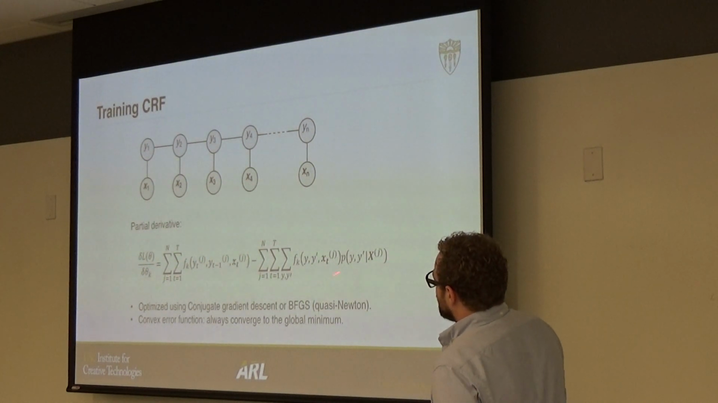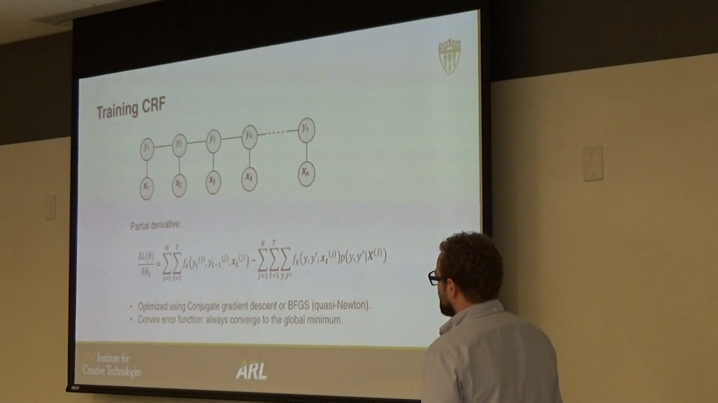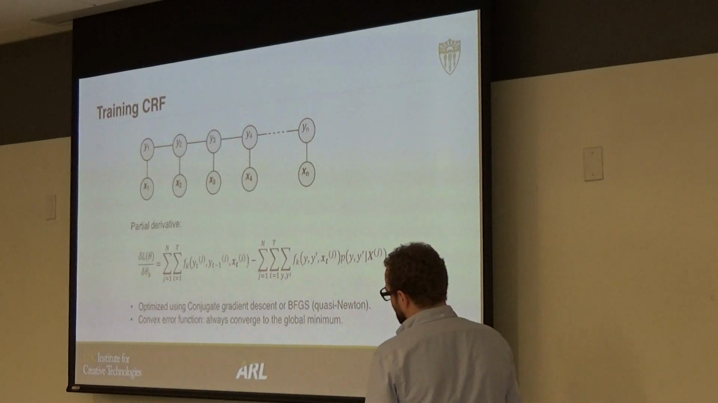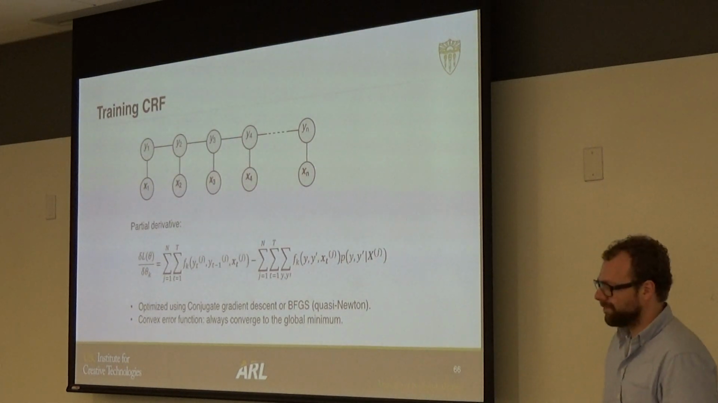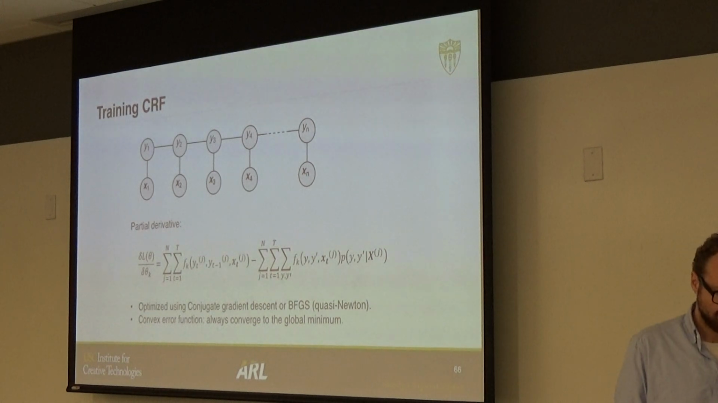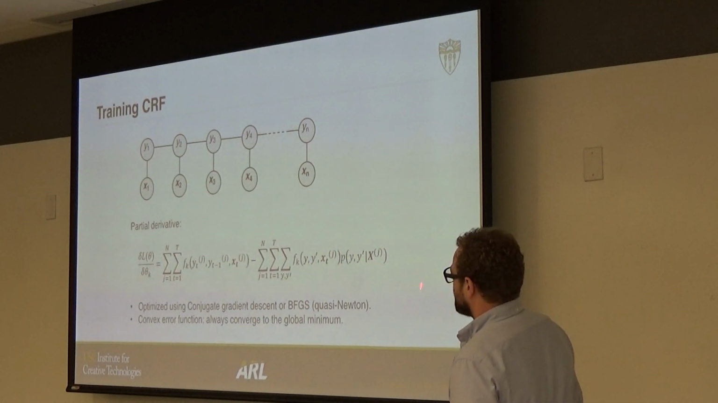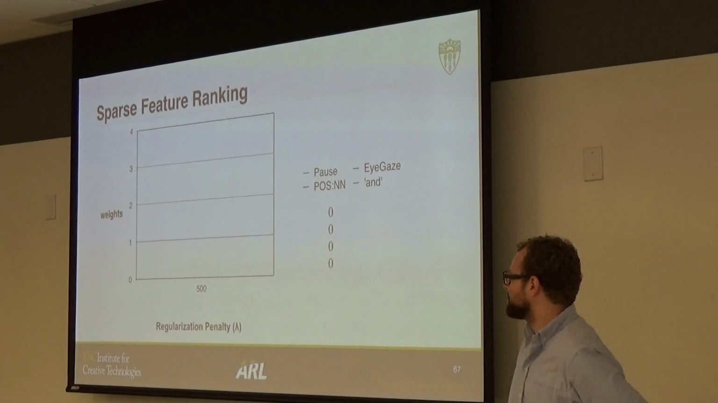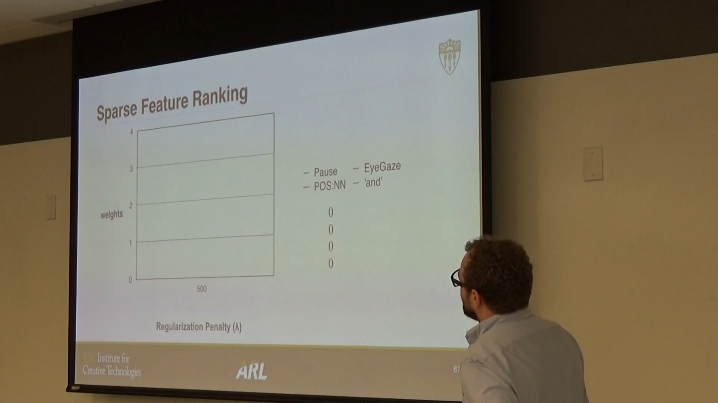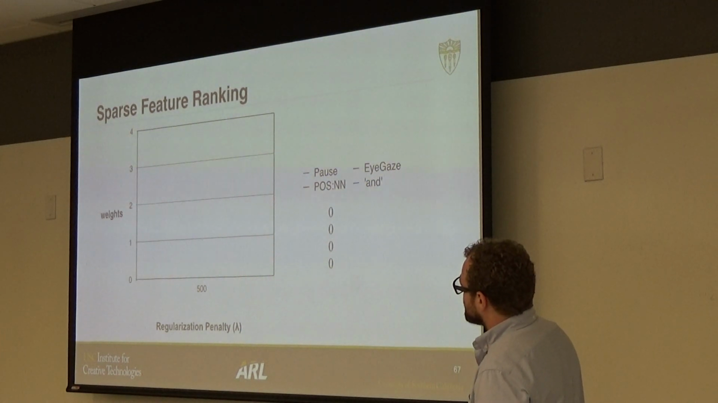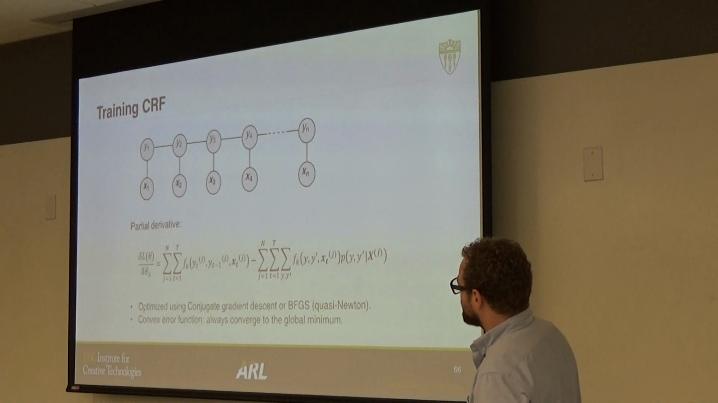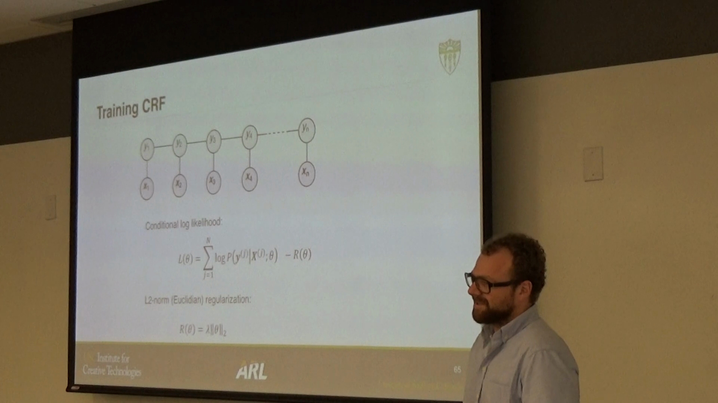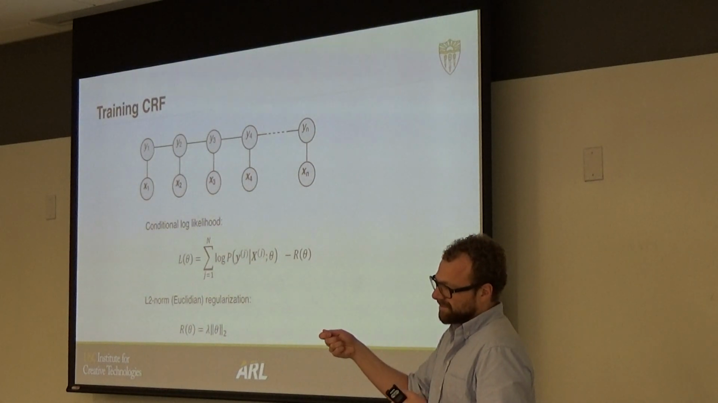This can be optimized through partial derivatives, and the cool thing is that it has a convex error function similar to a support vector machine. It always converges to a global minimum, so that's kind of cool. You don't really need to know this, but let's look at the effect of using a different value for the important parameter here, the lambda, which is basically the multiplier for the regularization.